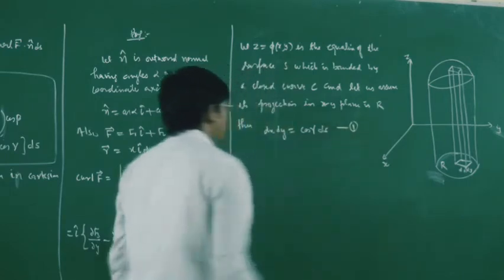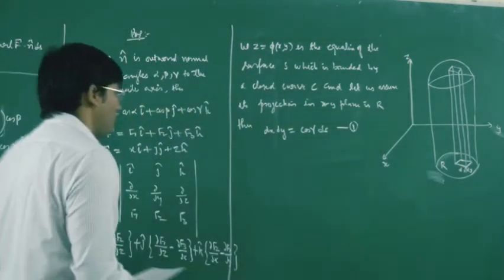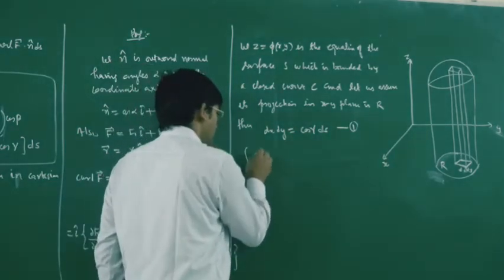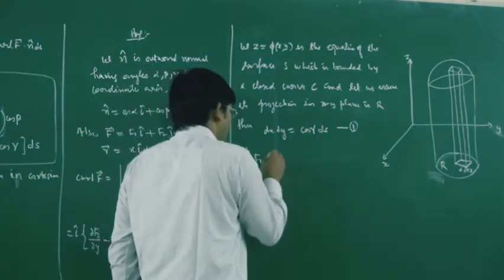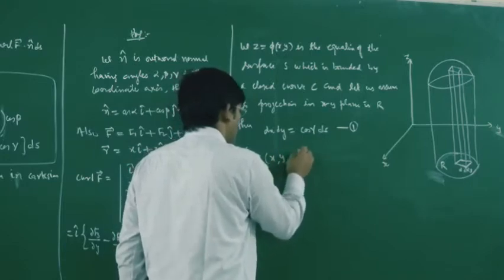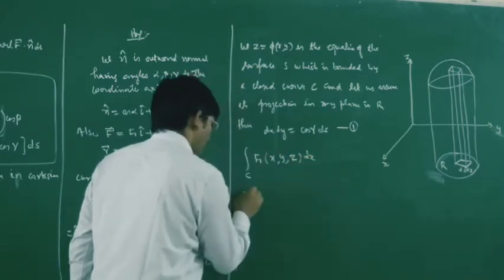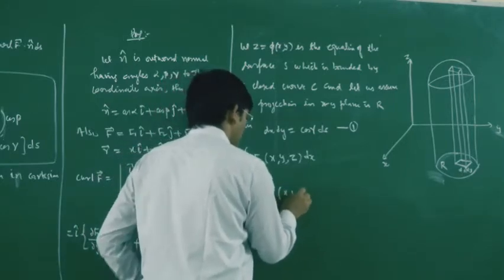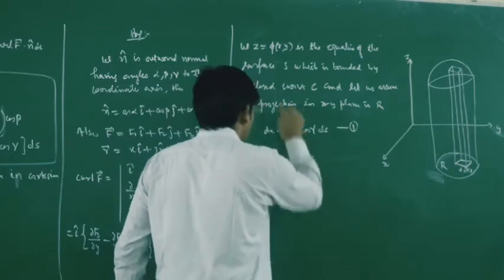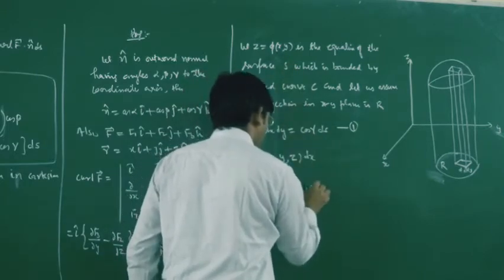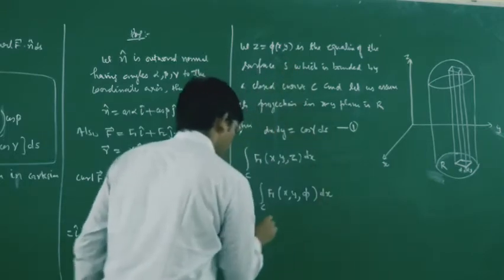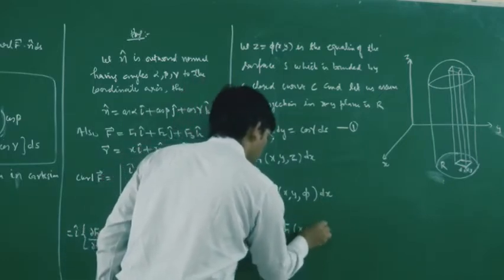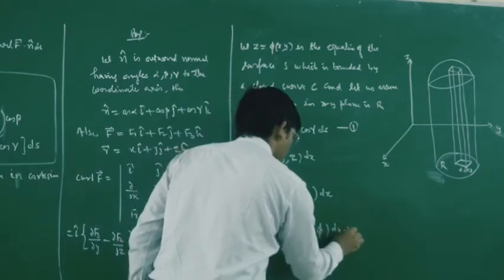Now let us take the left hand side and we will evaluate the integral over C of f1 dx. Now, integral over C of f1, your f1 is a function of x, y, z, into dx. Now your z is some other function of x, y, so we can write it as phi, and then we have dx. We can also write it as f1(x, y, phi) dx plus 0 into dy.